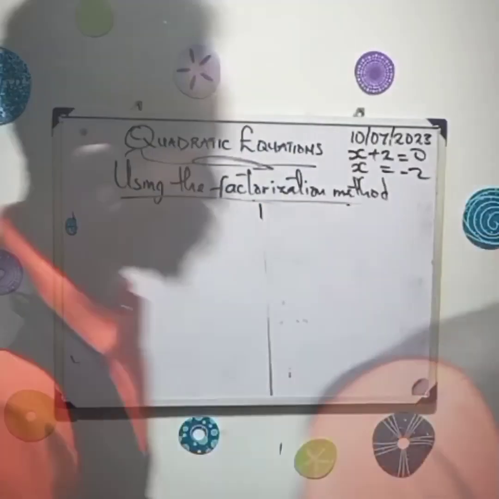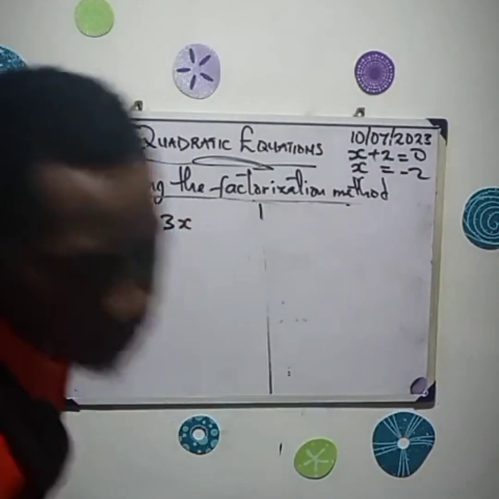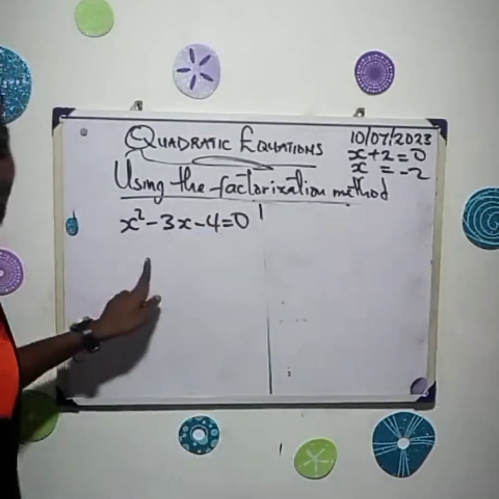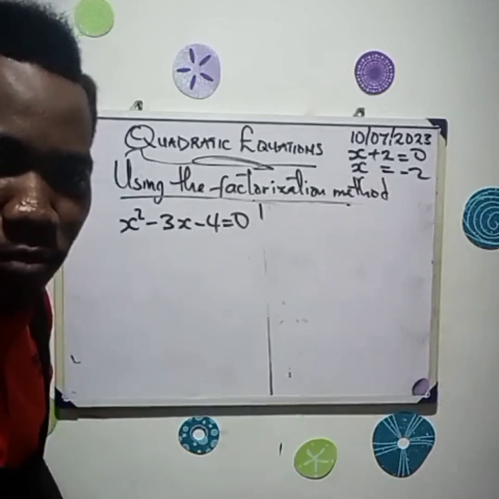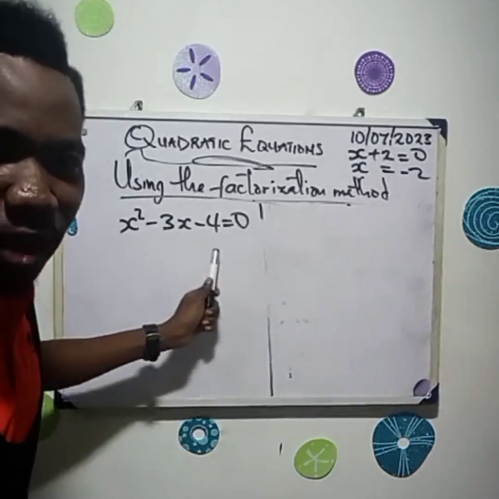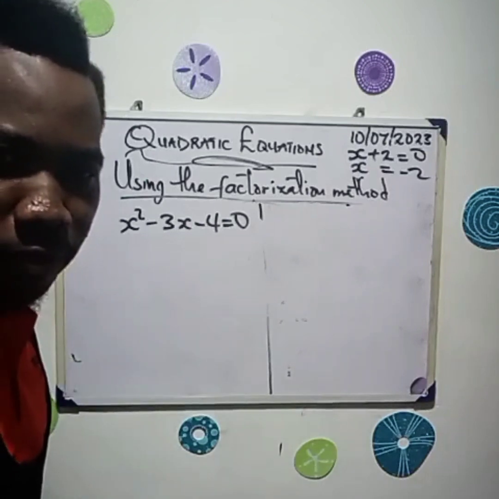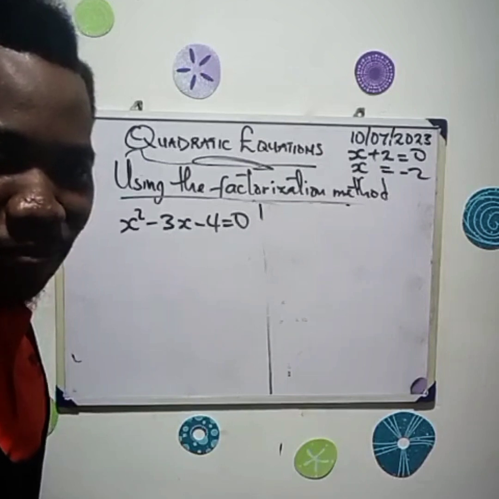So we have x squared minus 3x minus 4 equals 0. This is when we will do binomials. x squared minus 3x minus 4 equals 0. So what are we going to do here now? What are we going to do?